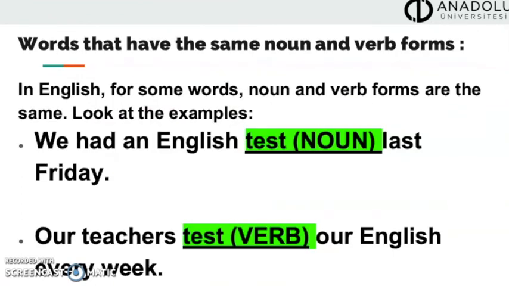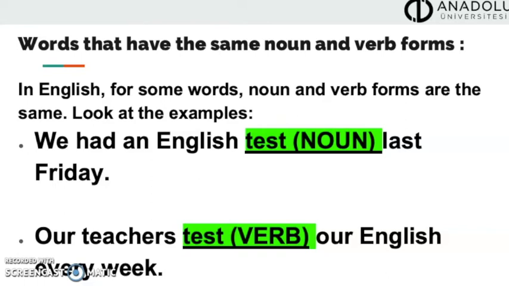Okay, we are about to finish the lesson. Now in the last part, we are going to take a look at some words that have the same noun and verb forms. So in English, some words can be a noun or a verb. Their verb and noun forms are the same. Look at the examples given in here.